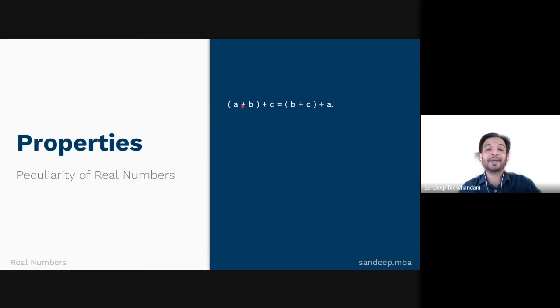A plus B in brackets plus C is equals to B plus C in brackets plus A. Please observe that the brackets do not affect the sum of real numbers. Their sum is the same irrespective of where the brackets are placed. Let's understand this with the help of an example. 5 plus 6 in brackets plus 2 is equals to 6 plus 5 in brackets plus 2, which is equals to 13.